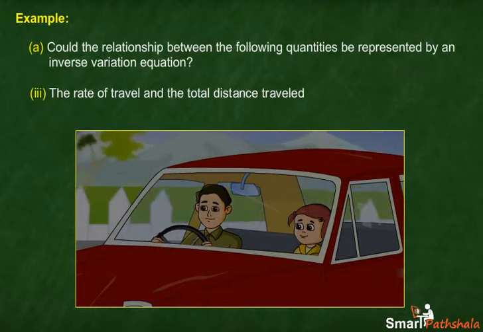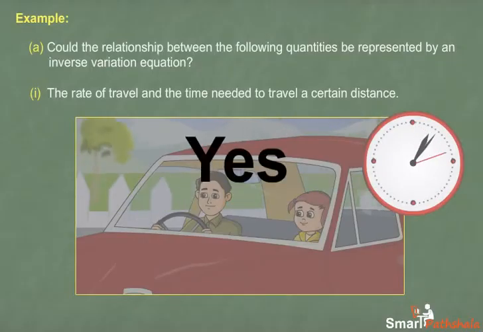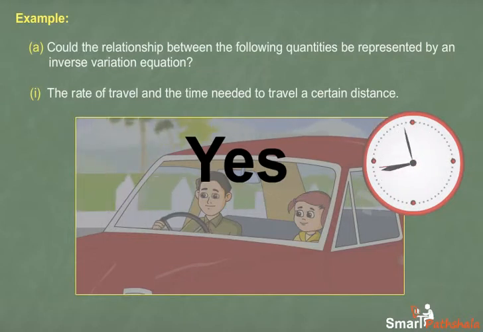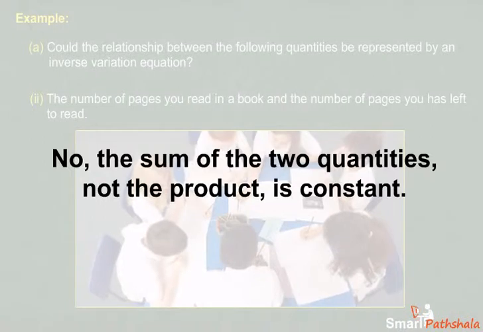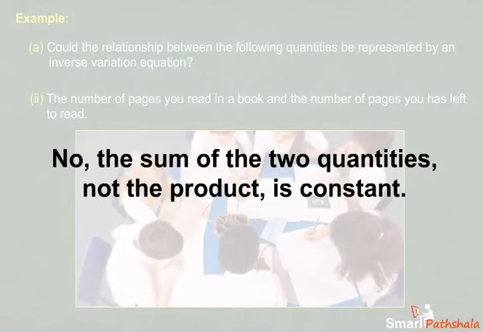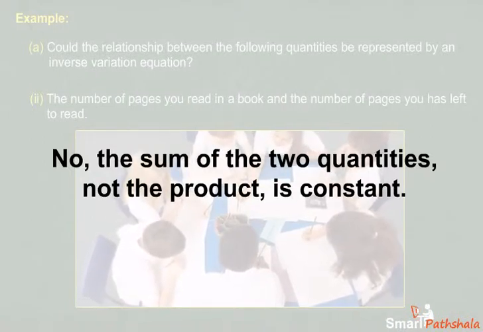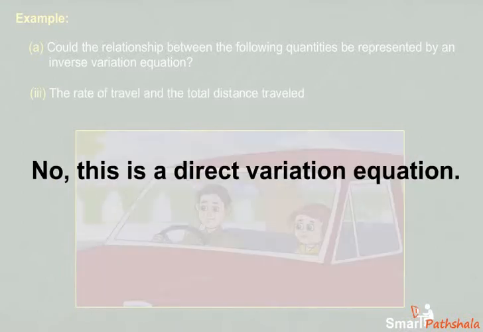Explanation. Students, let's explain the scenarios. 1. Yes, the rate of travel and the time needed to travel a certain distance is inverse proportion. 2. No, the sum of the two quantities, not the product, is constant. 3. No, this is a direct variation equation.